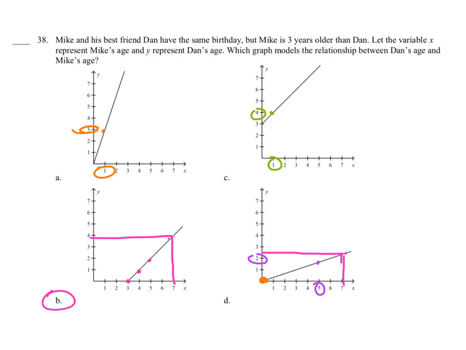Well, then how did Mike get 3 years older than him if they were exactly the same age when they were born? Doesn't make sense. Okay, the answer is B.